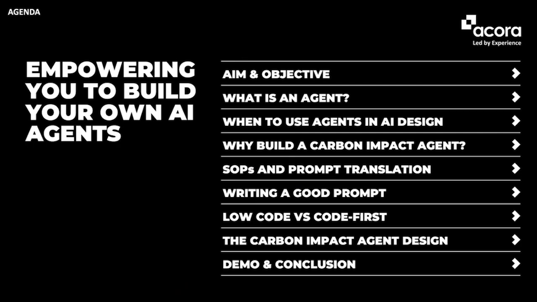So I'm going to start very high level: aims and objectives, what an agent is, just to bring us all onto the same level, why we want to build a carbon impact agent, and some foundational concepts around prompt translation and standard operating procedures, good data quality and prompts, and when we might use low code versus code first approaches. Then I'll go through how I've started to design a very simple carbon impact agent and how I would extend this further.